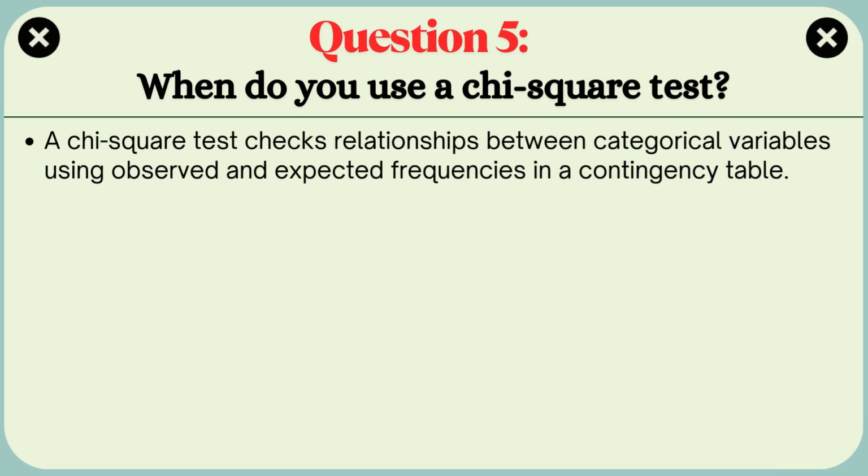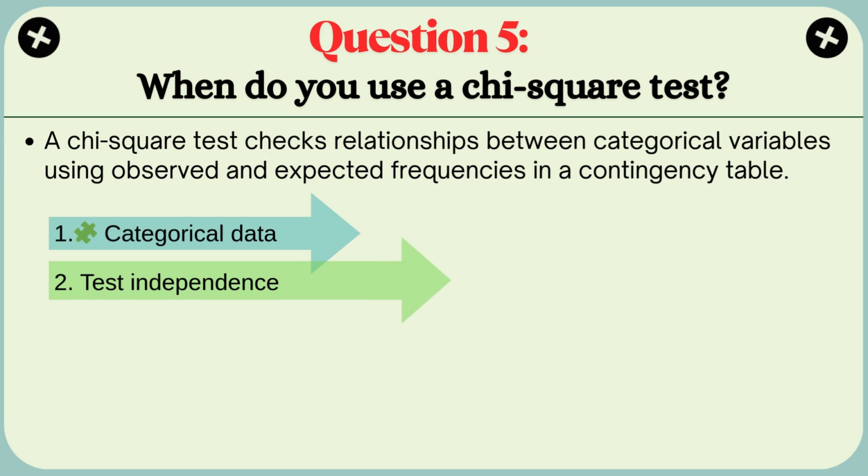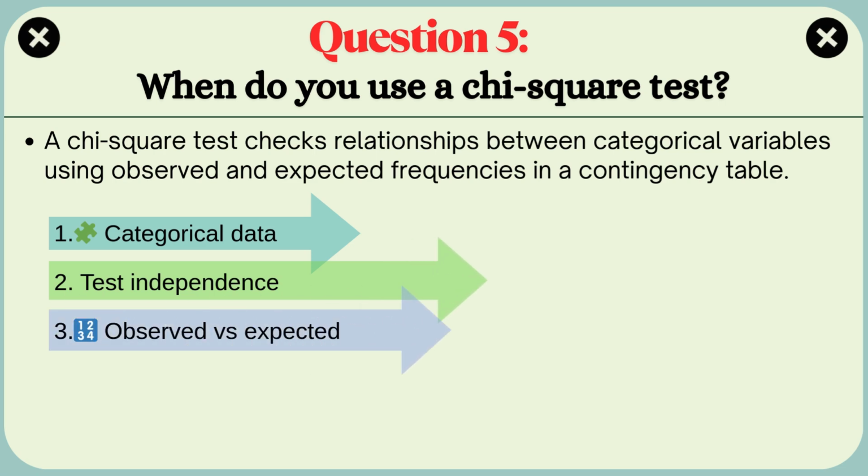Question 5. When do you use a chi-square test? A chi-square test checks relationships between categorical variables using observed and expected frequencies in a contingency table. Categorical data: used when variables are in categories, like colors or types. Test independence: checks if two variables are related or independent.